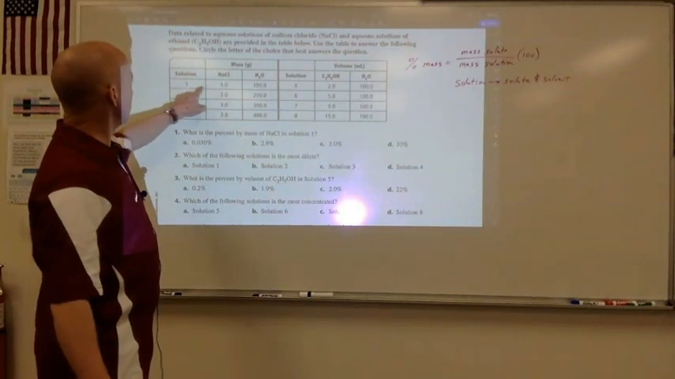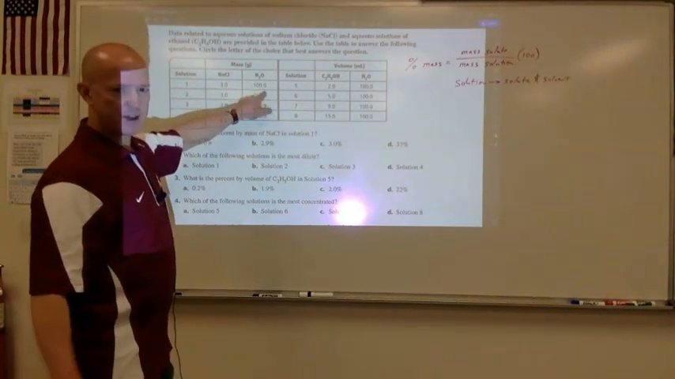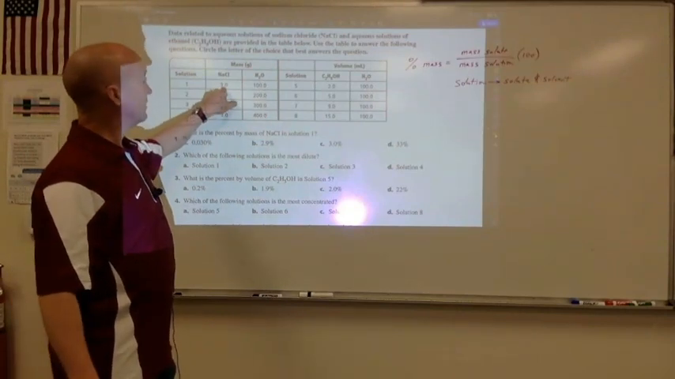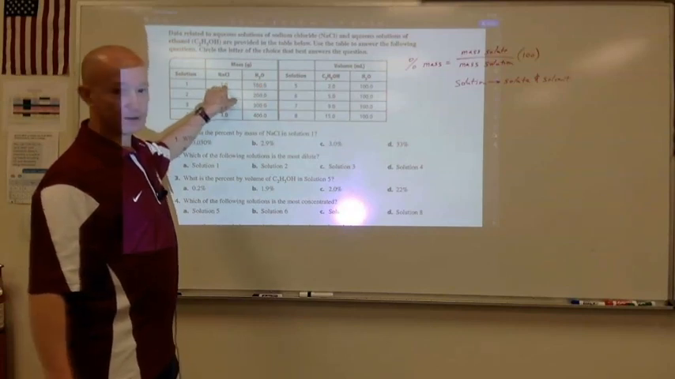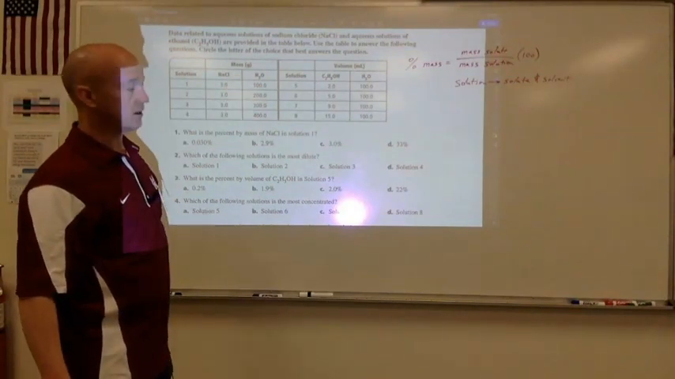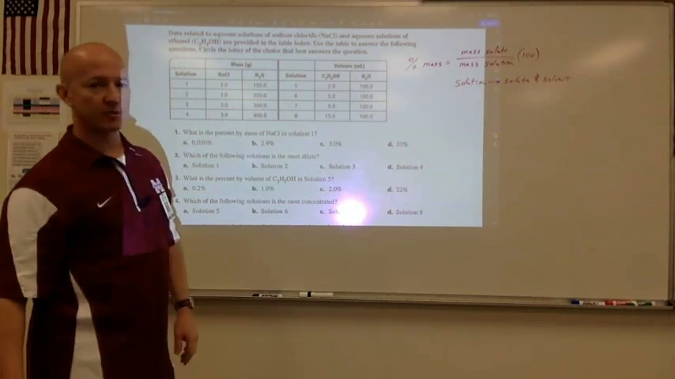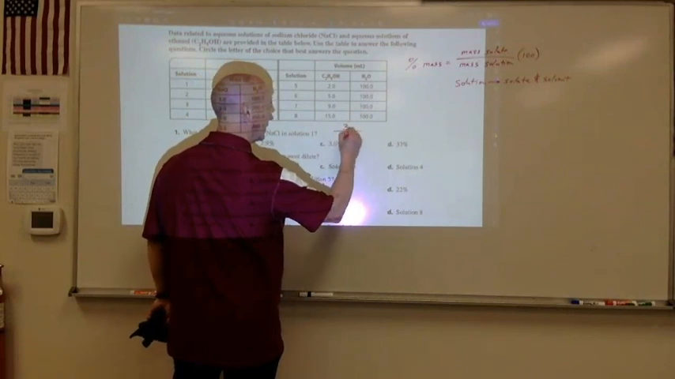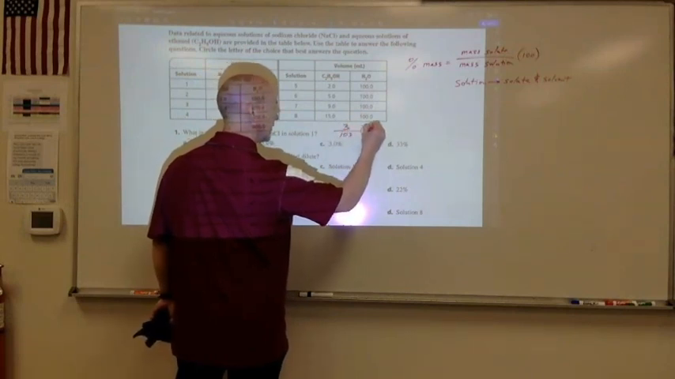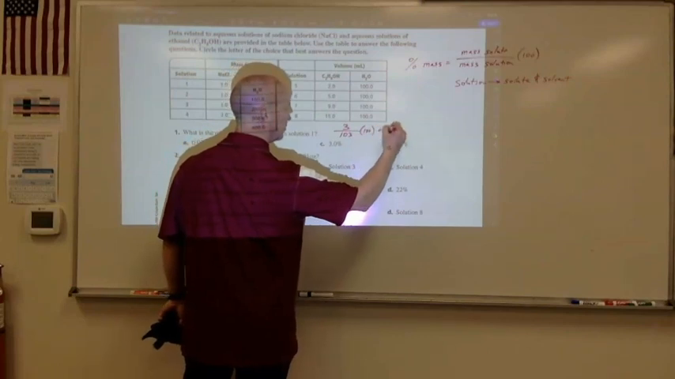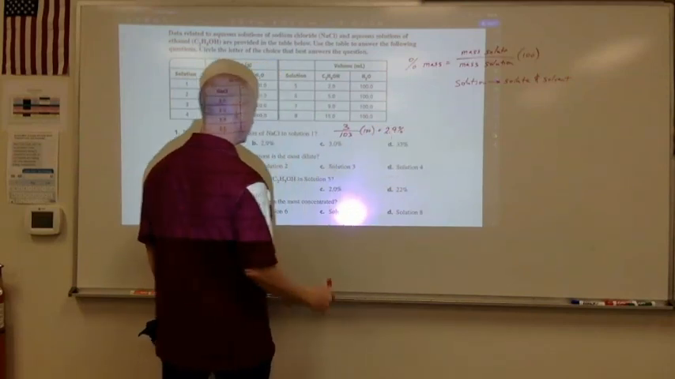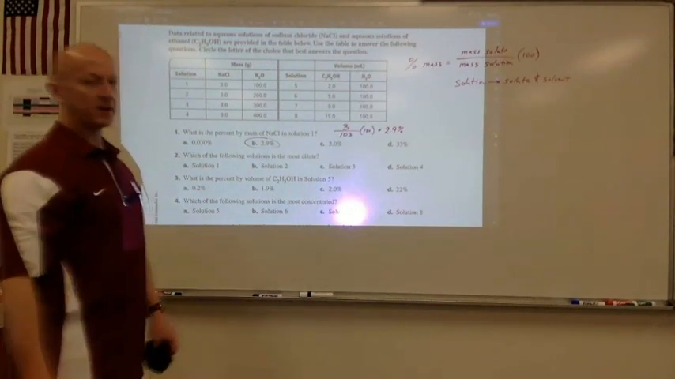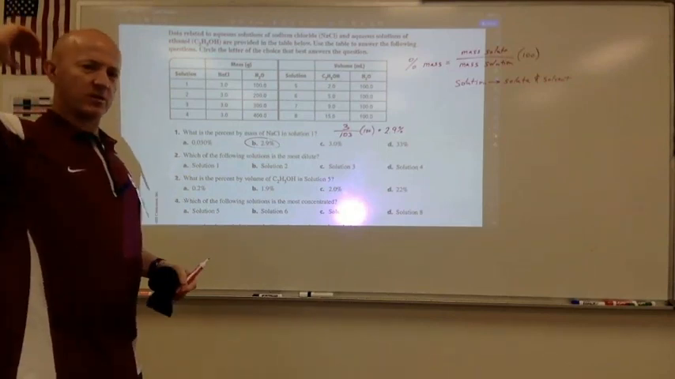So solution 1, is it just 3 divided by 100 times 100? No. 3 divided by 100 plus 3, solute and solvent combined. So 3 divided by 103 times 100, and that actually gives you 2.9%. So those of you that said B, way to go. Give yourself a pat on the back if you can do that, because sometimes it's really hard to do that.